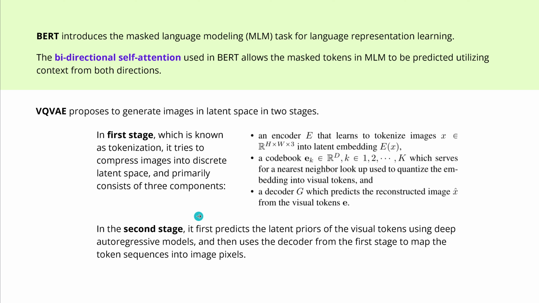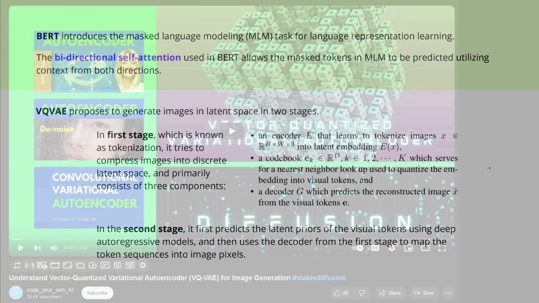And at the second stage, it first predicts the latent priors of the visual token using some deep autoregressive model. You're not going to believe it, it's a transformer model. And then we use the decoder from the first stage to map the token sequence into image pixels. So we go from our artificial mathematical space where we do the calculation back to the pixel space. You notice, this is 1 year old.